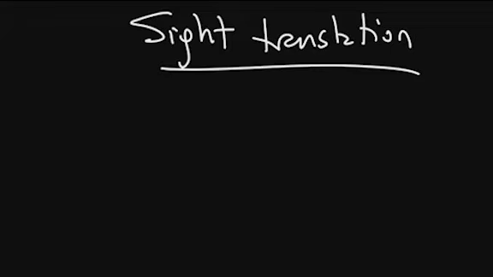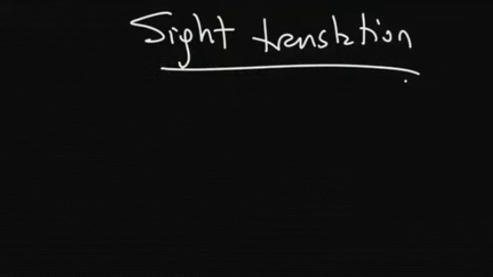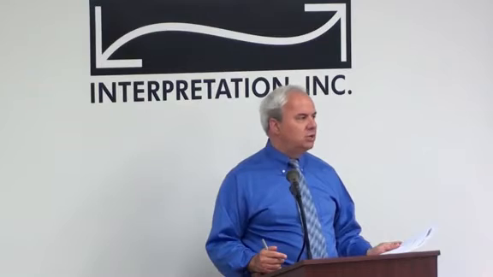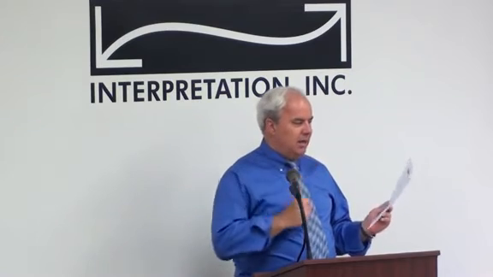The way interpreters use this technique, and we will cover this in more detail, I believe it's scheduled to be covered in lecture number 6, is that sight translation means you are given a document that is written in one language, say in English, and you have to deliver that document as you're reading it into Spanish or into Russian or into Japanese or into any foreign language.